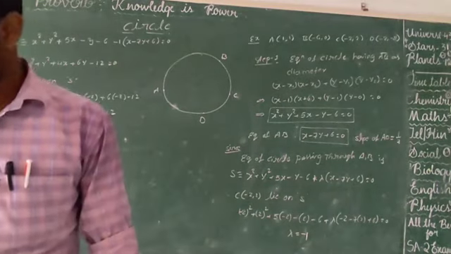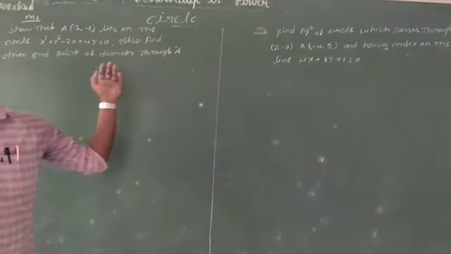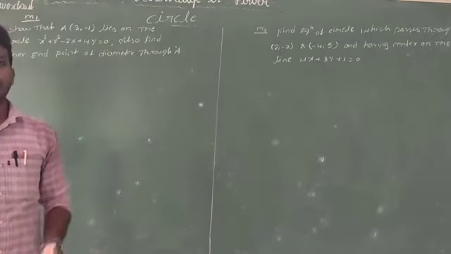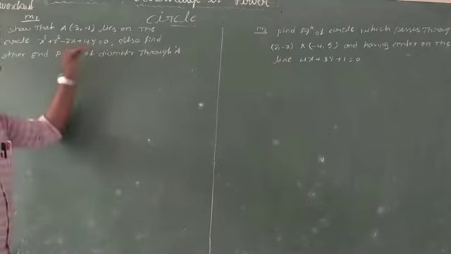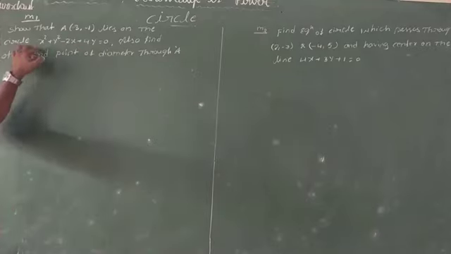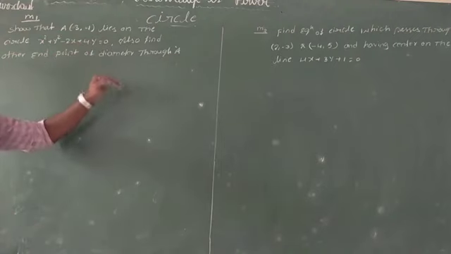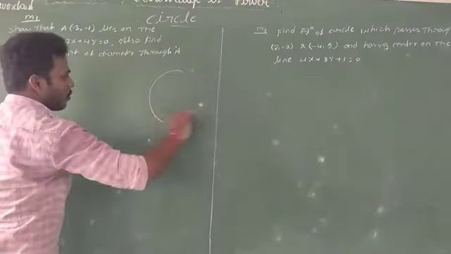Okay, I will see now some model questions. Model-wise, I will discuss a few example type questions here. Right, question here. Show that A(3, minus 1) lies on the circle whose equation is x square plus y square minus 2x plus 4y equals 0. So what we need to find is the other end point of the diameter through A.